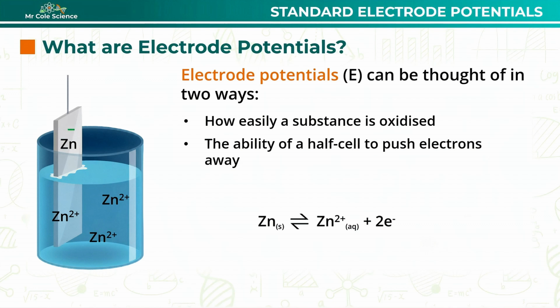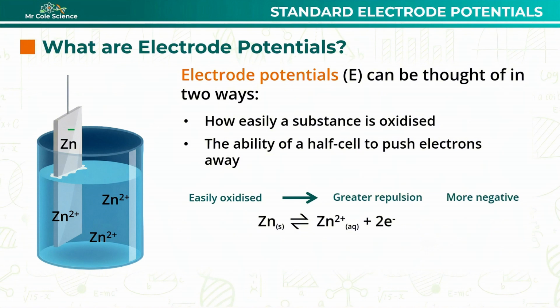Now, the more easily a substance is oxidized, the further towards the side of the oxidation reaction, towards the side with the ions and electrons, the equilibrium lies. As a consequence of this, we get a buildup of electrons. Our electrons being negatively charged, and like charges repelling one another, this buildup of electrons starts to create a repulsion. It wants to start pushing electrons away from the half cell. And where this is the case, we get a more negative electrode potential.